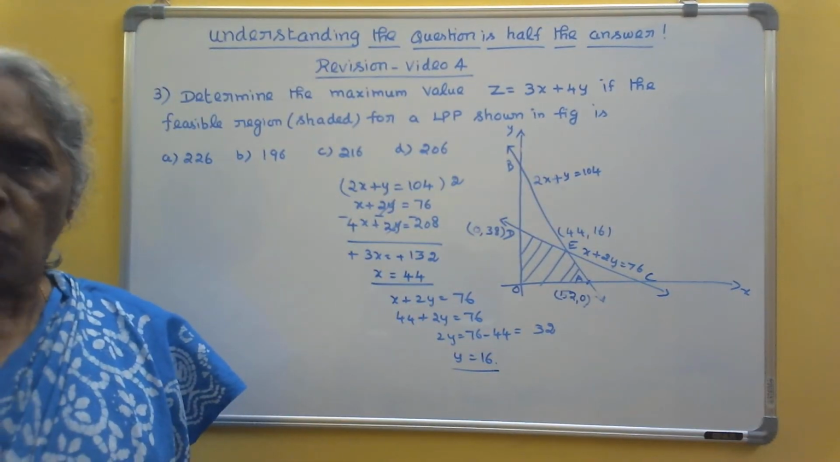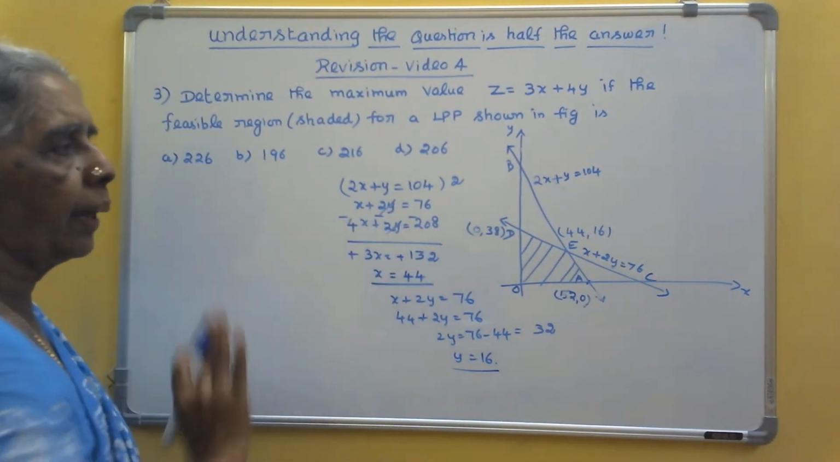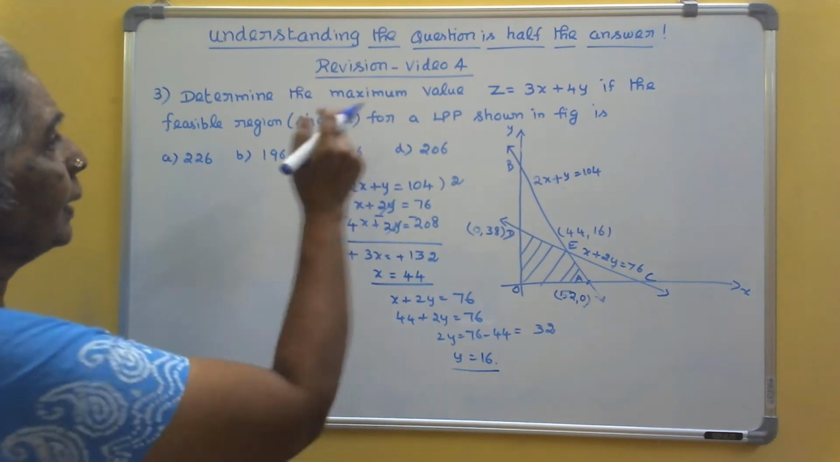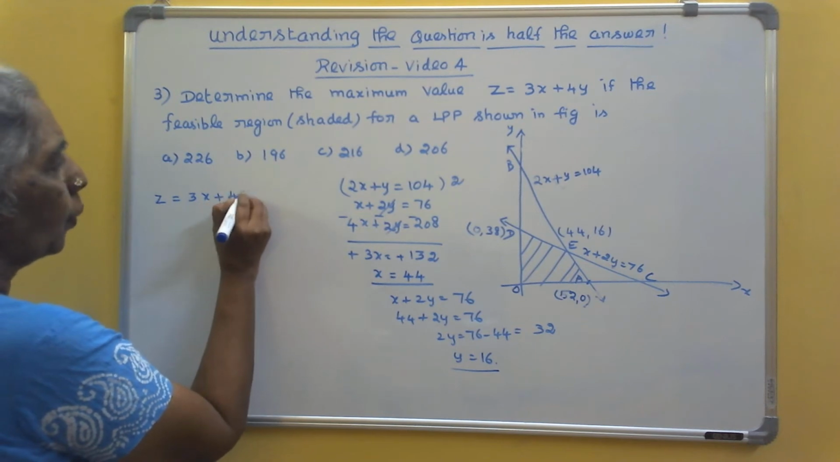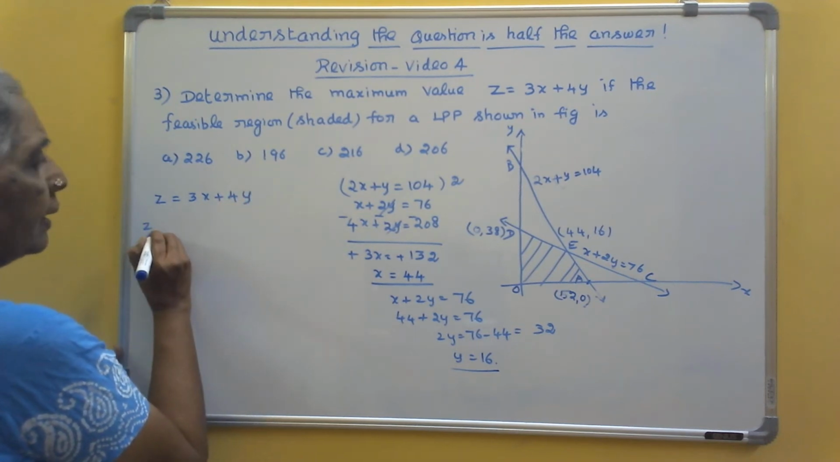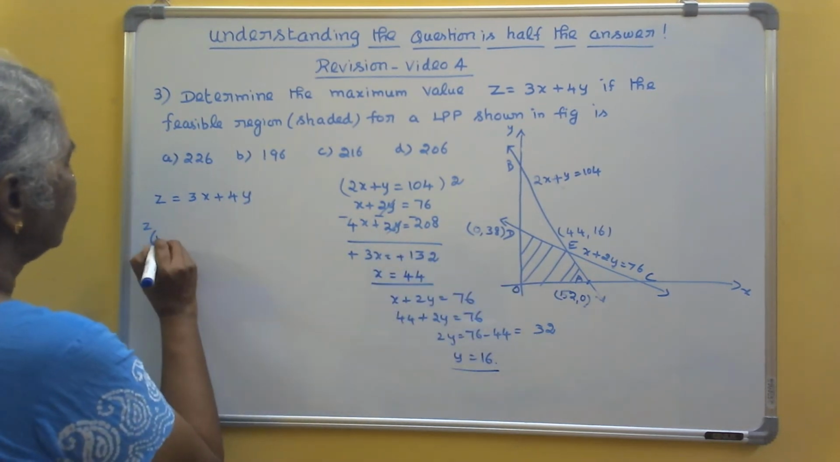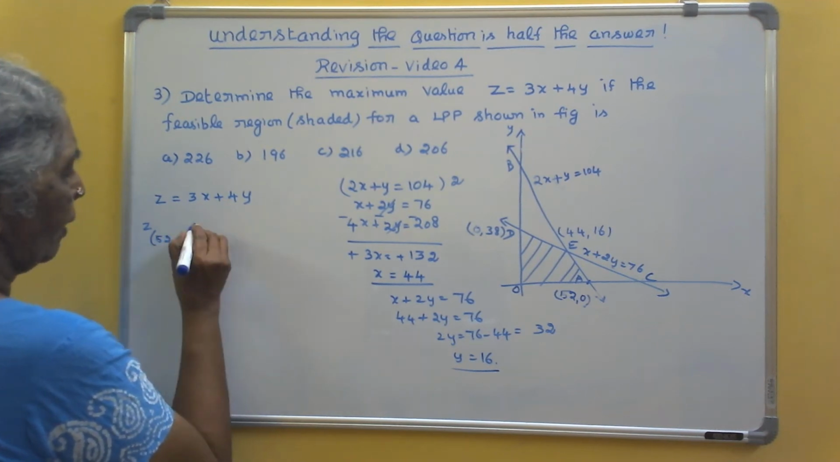Right? So now we have got the corner points. Now you know the Z function. Z is equal to 3x plus 4y. Now let us find Z of (52, 0). That is A, right? So I have taken that.